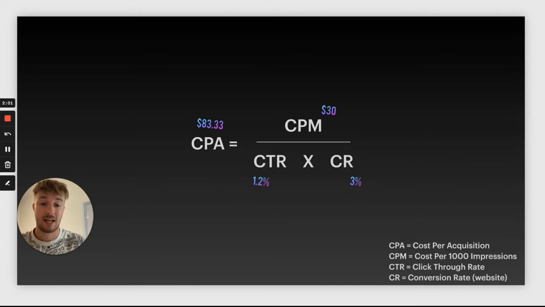In this case, let's say that our CPM is $30 US, which is normal, it's usual. And then we have click-through rate, which is 1.2%. And then we multiply this by our conversion rate, which is 3%, and we get $83 cost per acquisition. So this is the simple math you have to do if you want to run any ads, in this case, YouTube ads.